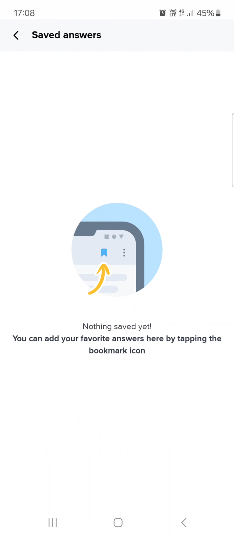Here basically what happens is we can bookmark an answer by tapping on the bookmark sign in the top right corner, and we will find these answers here. And now we can check those questions, those answers, I mean, that we have saved.